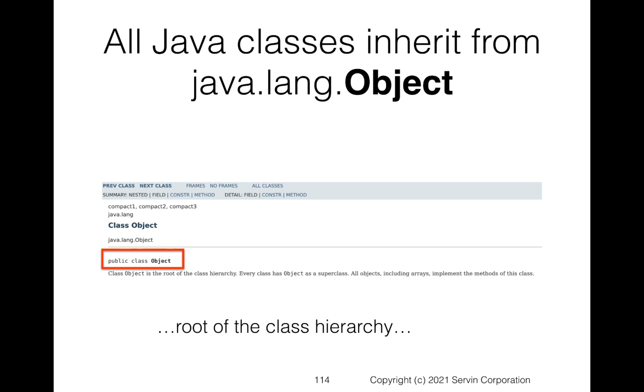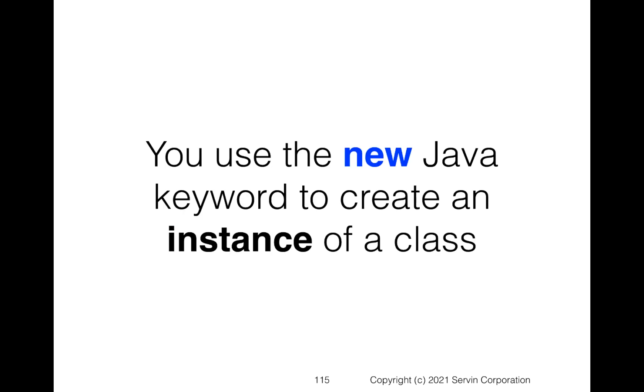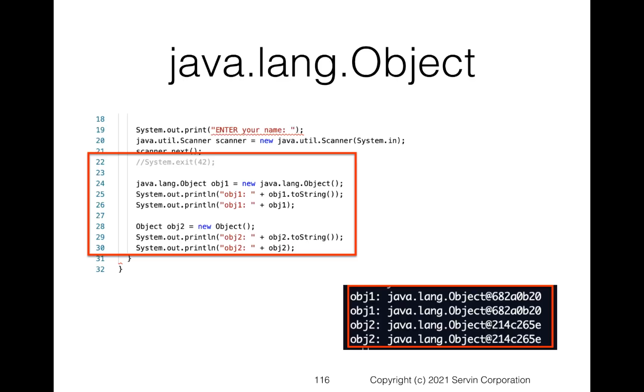So no matter what class you write, it will always inherit from, that is, it will pick up the features of java.lang.Object. Now we can use the new Java keyword to create an instance of a class. Remember, a class is like a blueprint, and the instance is when you turn that into something real. By saying new, and notice at line 24, we create a new java.lang.Object. Keep in mind, the java.lang package is part of the language itself, so you don't really have to fully type it in.